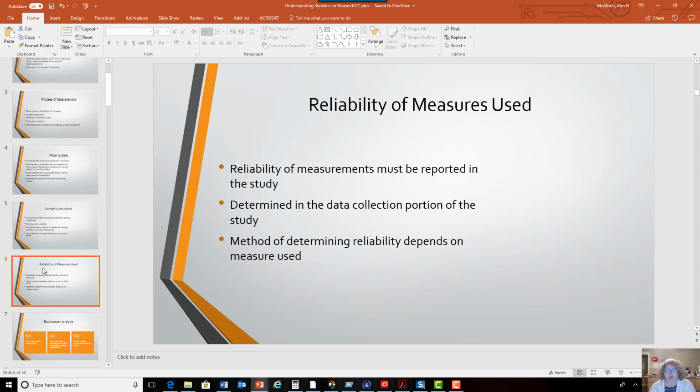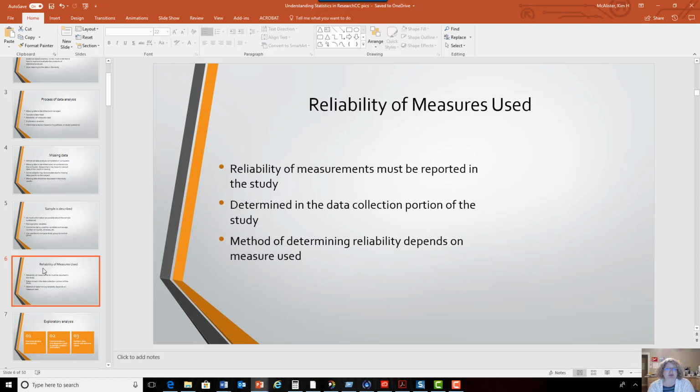You need to report how reliable your measurements are. What instrument did you use? Did you use a survey tool? Did you create your own tool or use a tool that had never been used before? If that's the case, then you're really going to need to conduct a pilot study and maybe several before you get any real reliability on the tool. Otherwise, people are not going to see your study as valid.